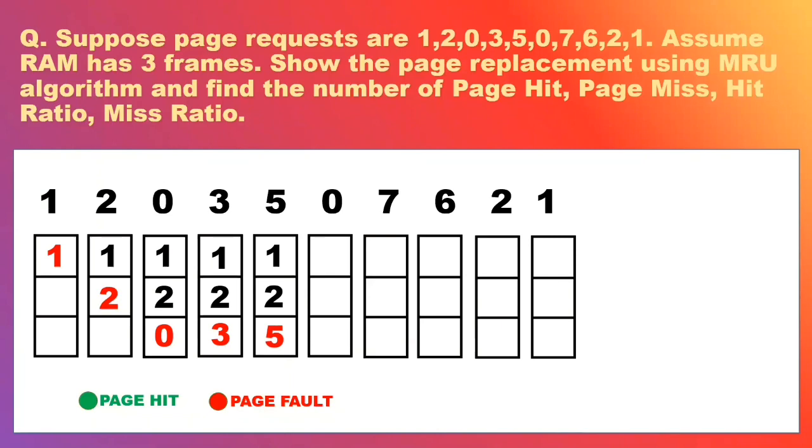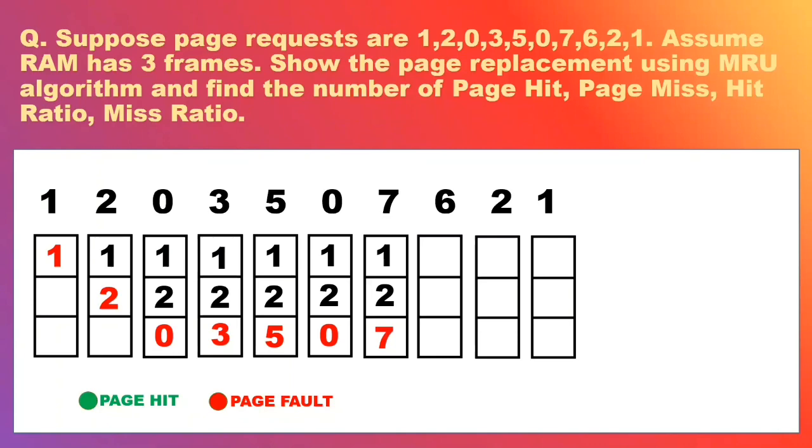Now the page request is 0 and 0 is not present inside the RAM, so it's a page fault. And between 1, 2 and 5, 5 is the most recently used page, so 5 will swap out and 0 will swap in. Now 7 is not present inside the RAM, it's a page fault. And between 1, 2 and 0, 0 is most recently used, so 0 will swap out and 7 will swap in.